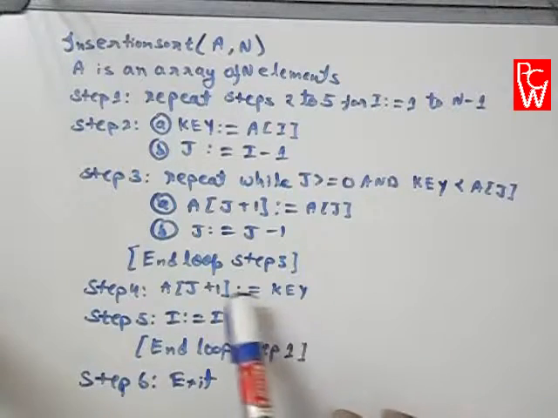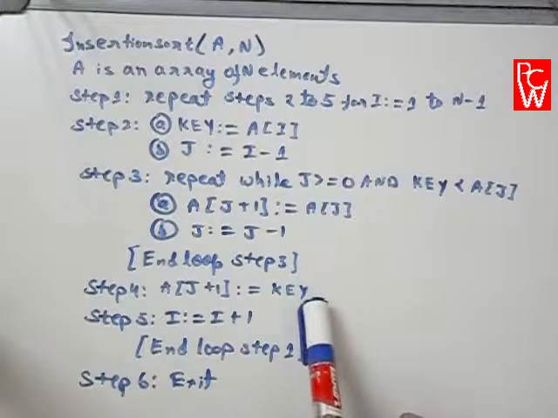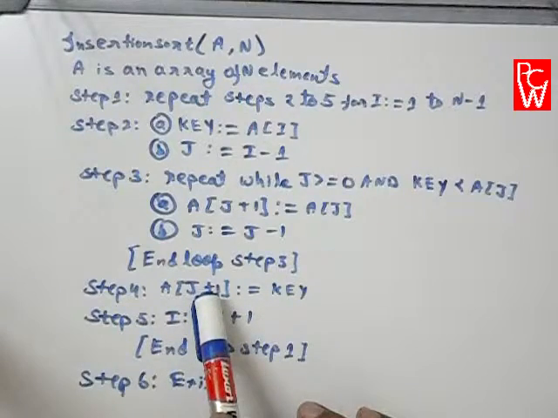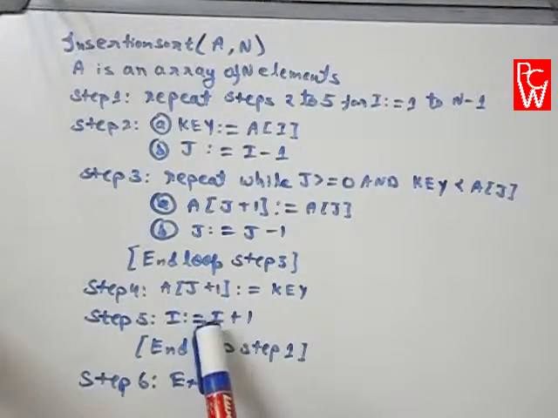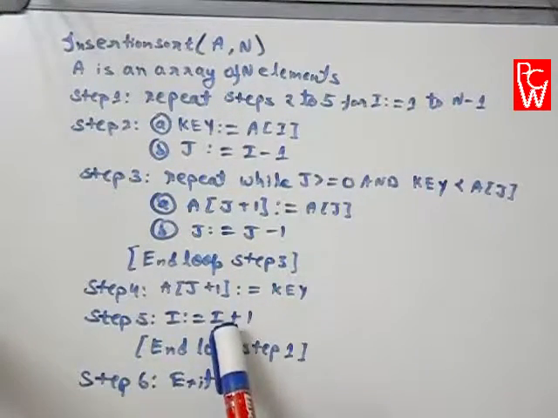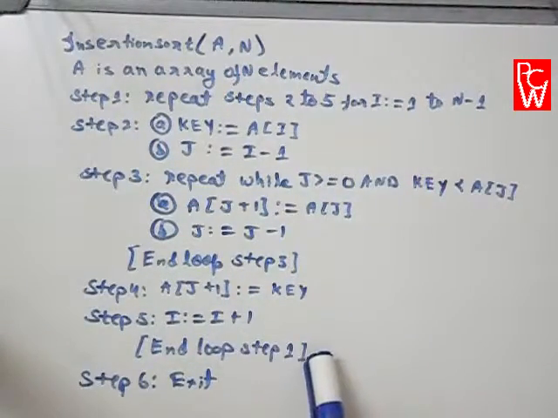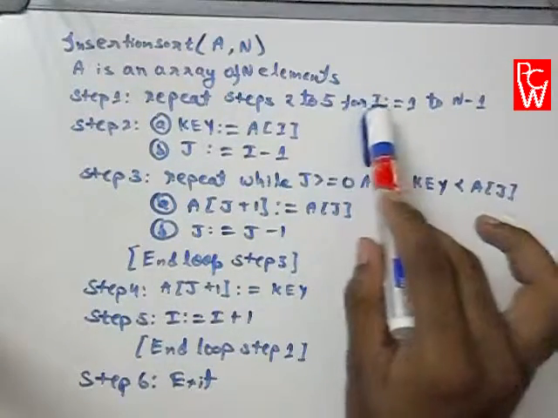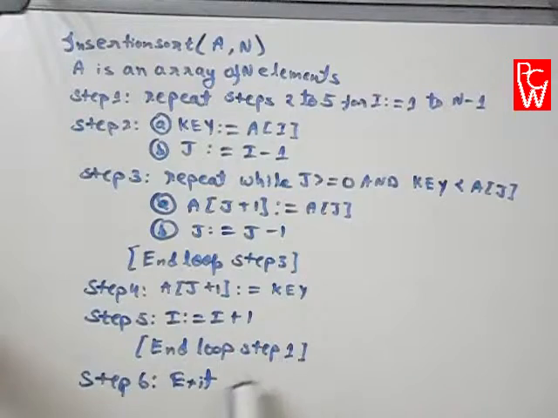After that we have moved the key element to its exact position, and the looping variable's value has been incremented here, and it says end of loop step 1. So the step 1 loop has ended here, and lastly exit. So this is an algorithm of how insertion sort works.